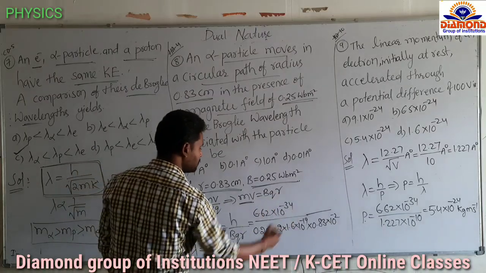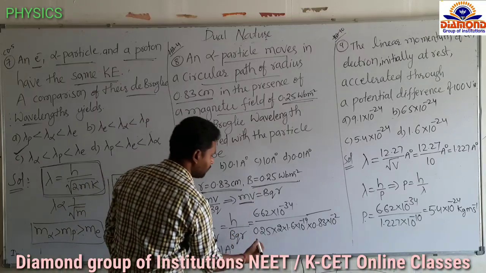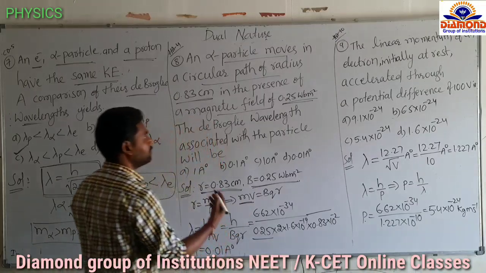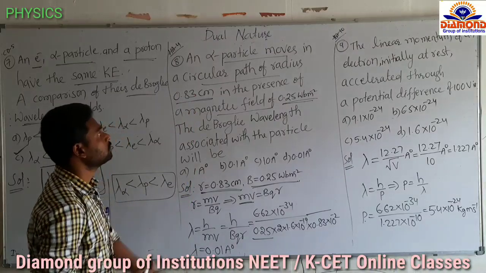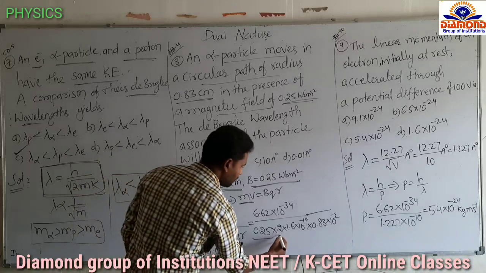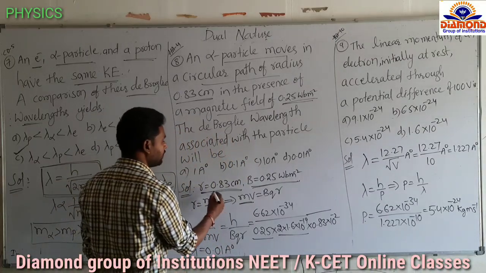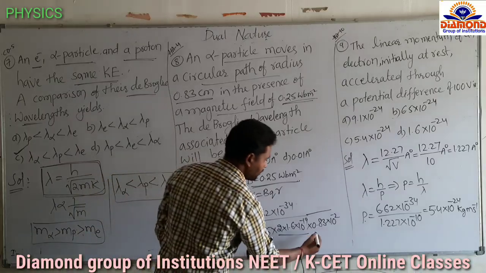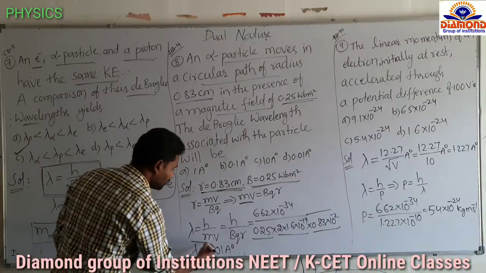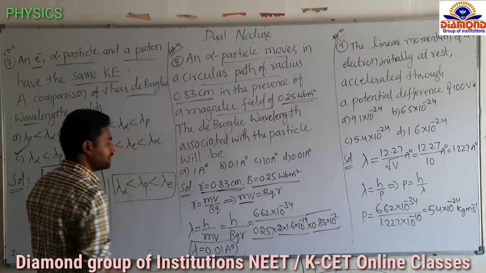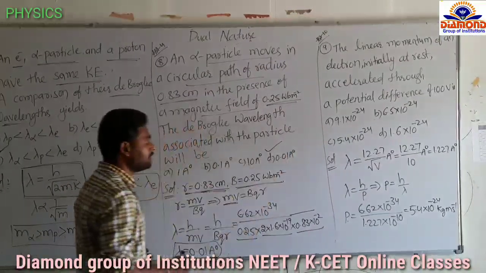The h value we already know, 6.62 into 10 to the power of minus 34, and the B value, the magnetic field they gave, 0.25 Weber per meter square. Next the q value. The charge of the alpha particle is 2 electrons, that means 2 into 1.6 into 10 to the power of minus 19. Next the radius, which they gave in centimeters; convert into meters, 0.83 into 10 to the power minus 2. Simplify it, and you will get the de Broglie wavelength for the alpha particle as 0.01 angstroms. So option D is the right answer.